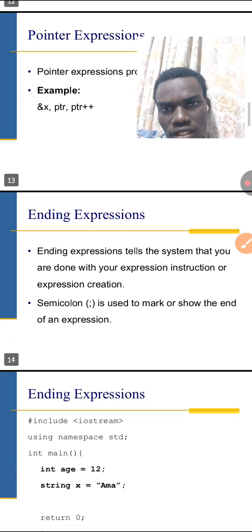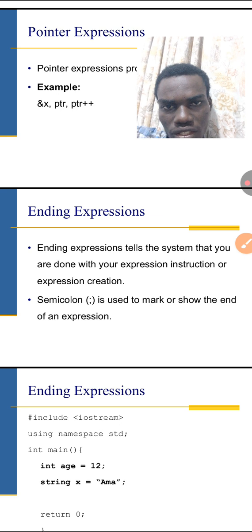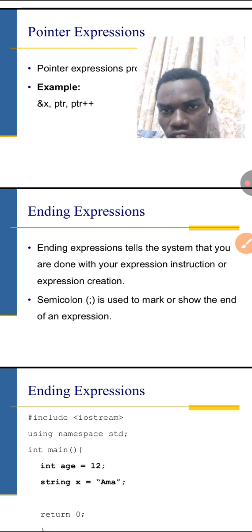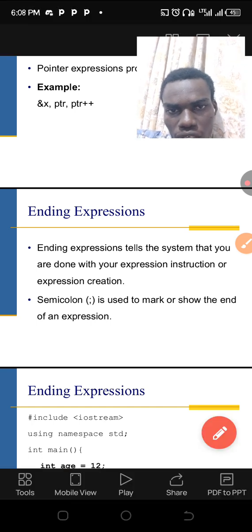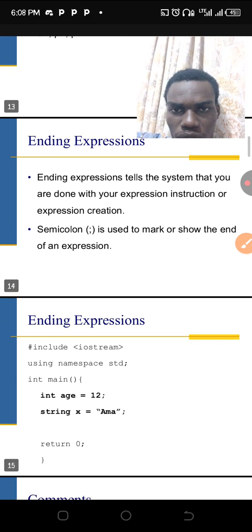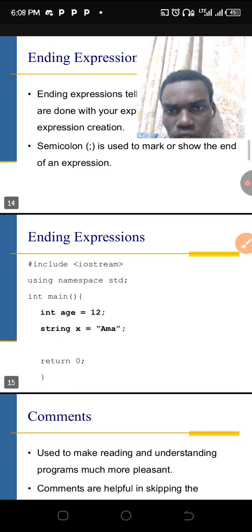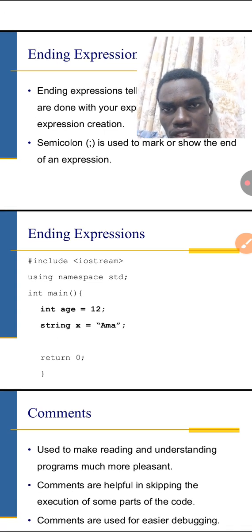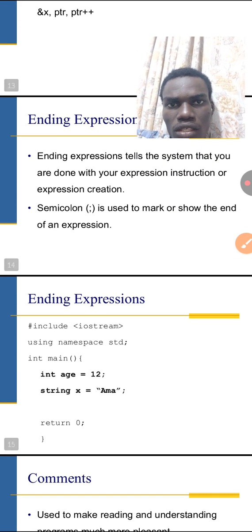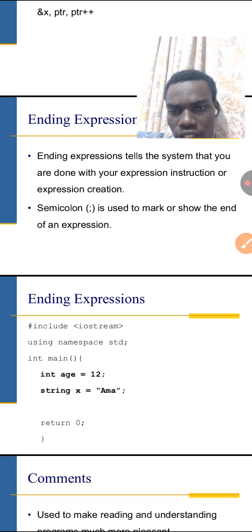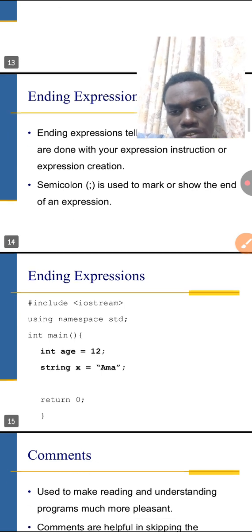And we have the ending expression. The ending expression tells the system that you are done with your expression instructions or expression creation, using the semicolon to mark or show the end of an expression. So for each expression we use the semicolon to tell the system that you have ended your instructions.